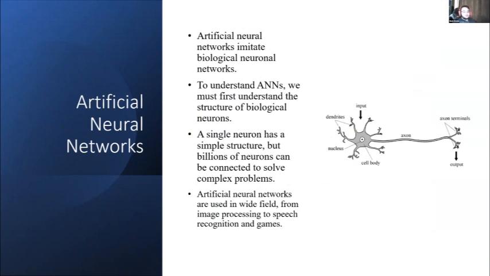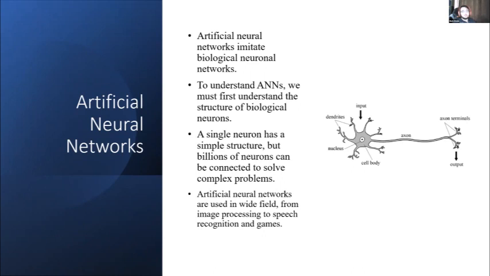Artificial neural networks imitate biological neural networks. To understand ANNs, we must first understand the structure of biological neurons. This cell consists of a cell body, axon, and dendrites. The end of the axon divides into many branches containing synapses that connect with the dendrites of other neurons. Neurons produce electrical impulses that cause synapses to release chemical signals.